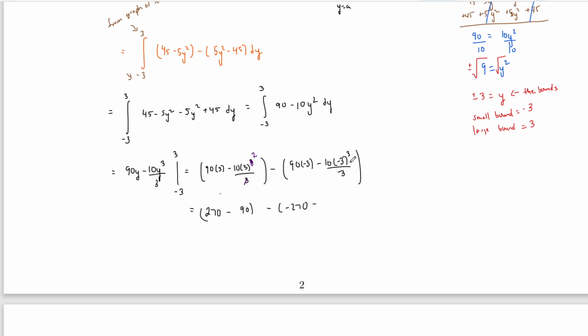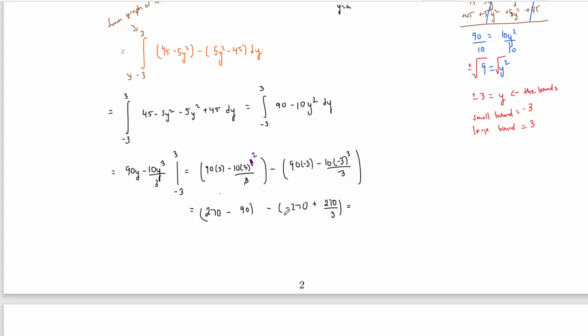Now be careful about canceling out here because this is negative 3 cubed over 3. It's not 3 cubed over 3. So you actually can't cancel a power here because you are canceling out a negative 3 over a positive 3. So we'll go ahead and just leave this. 10 times negative 3 cubed is negative 270. The negative with the minus makes a plus 270 over 3.